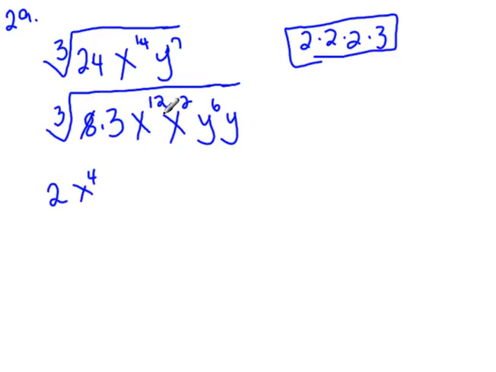I'll cross these out. I used that and I used that. So now I can't take the cubic root of x squared. There's only 2 of them. I'd need 3 of them. Y to the 6th, the cubic root is y to the 2nd power, because I said 6 divided by 3 is 2.